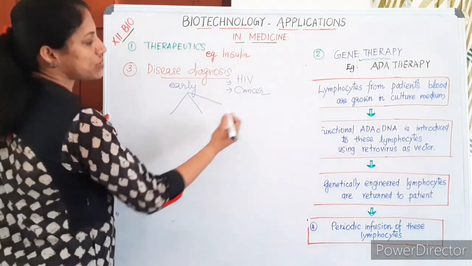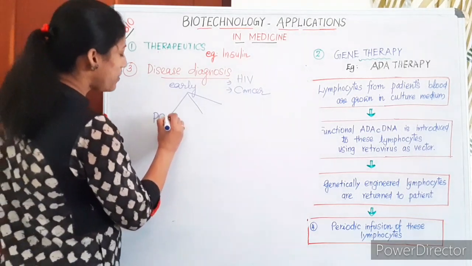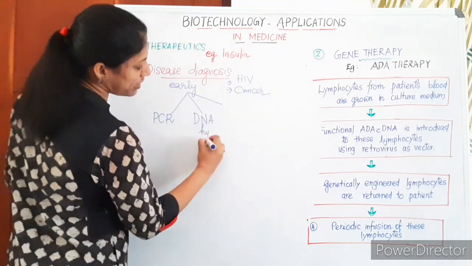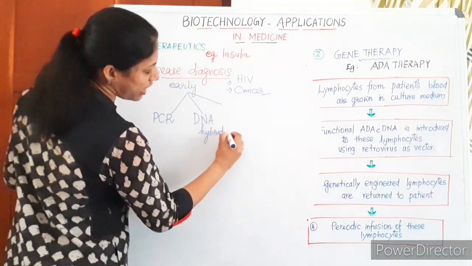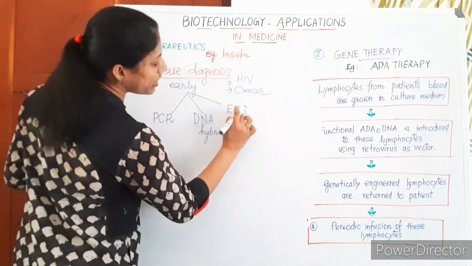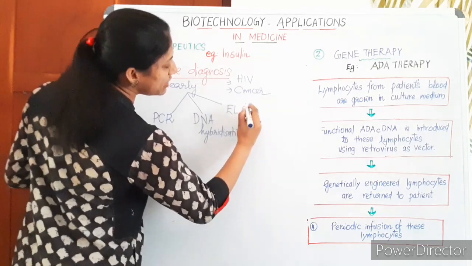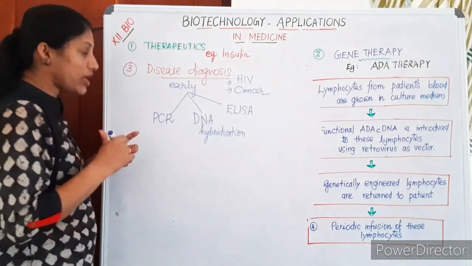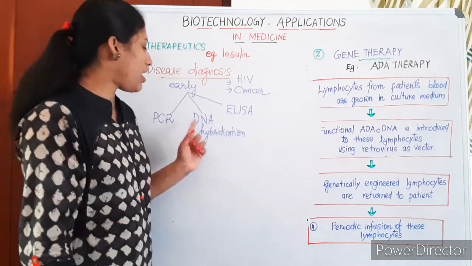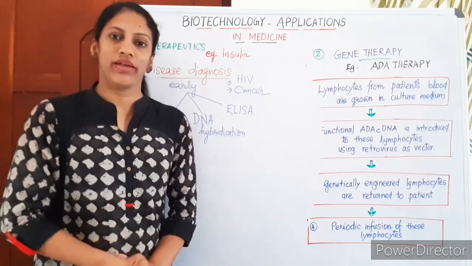Such pathogens, oncogenic viruses and HIV, can be detected very early by PCR technique, DNA hybridization technique, and ELISA. Okay, the three major techniques used in early disease diagnosis, where biotechnology has its application, are PCR, DNA hybridization, and ELISA. Okay, these two you are familiar with.